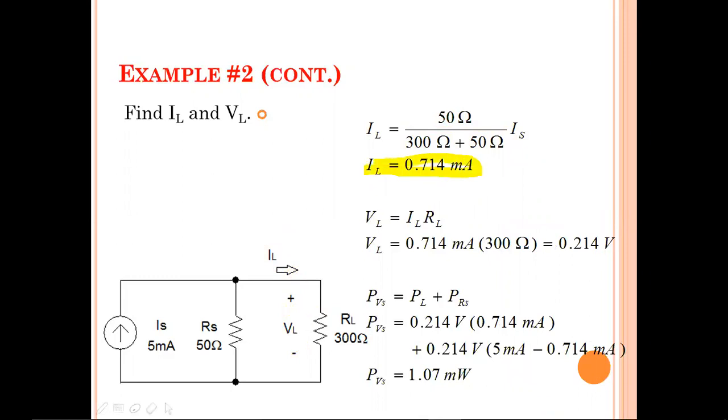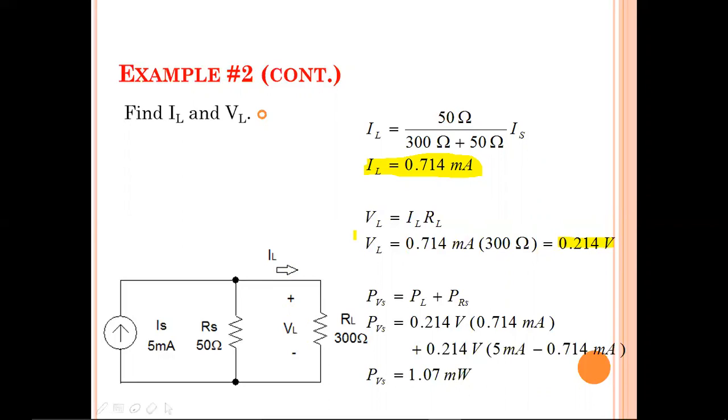This is fixed. Next, for finding the voltage across the load, or output voltage, we multiply the current and the resistance across the load, that is, IL and RL. Already you know IL is 0.714 milliamps, multiplied by 300 ohms. Then you will get the voltage across this load.